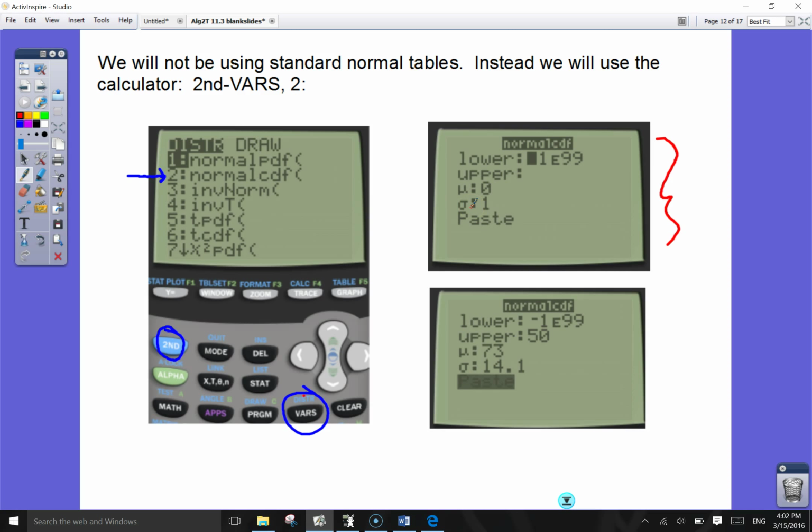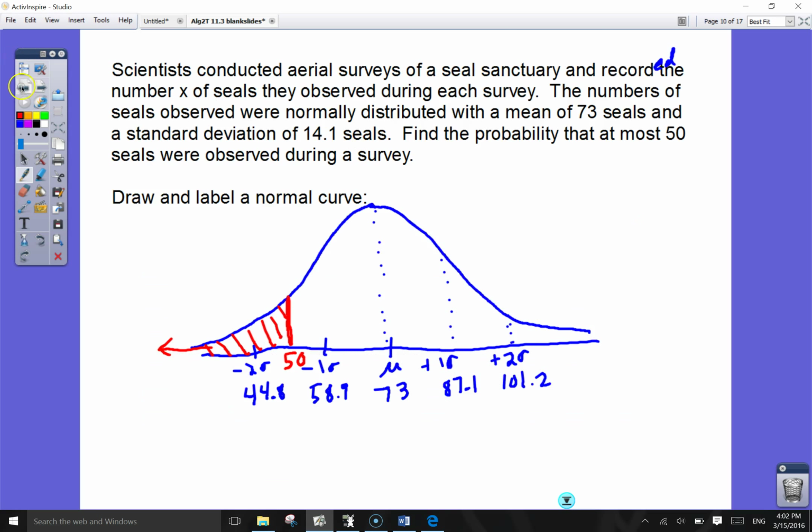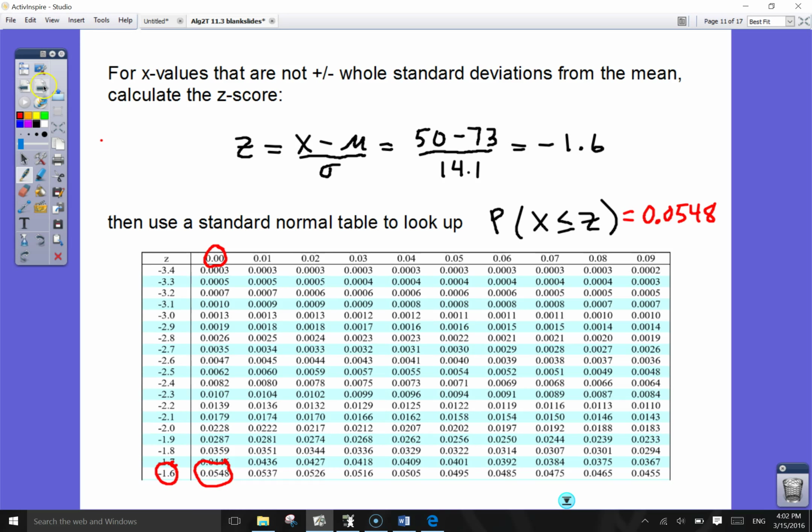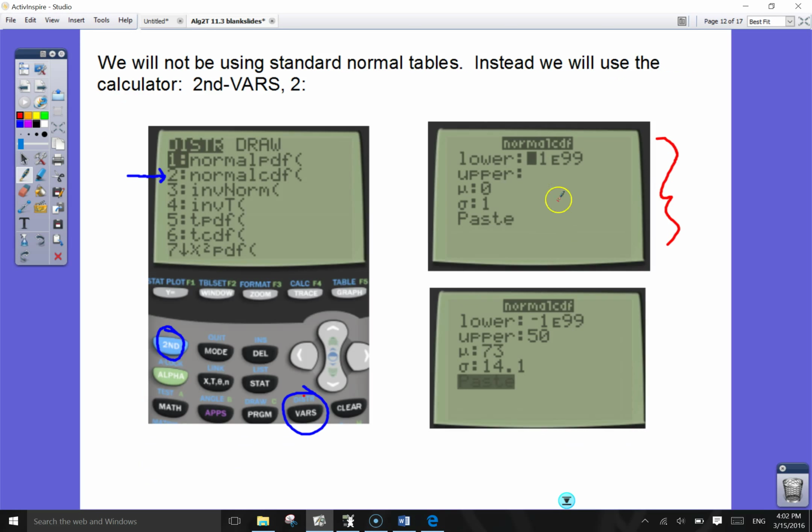Now, for our problem, again, if I go back, the left side of our interval here is undefined, right, because this goes on forever. But you have to have something in the normal CDF entry right here. So usually, if it goes on unlimited to the left, you put in a big negative number, something that's well beyond multiple standard deviations from the mean. Okay, you don't necessarily need to say -1 times 10 to the 99th. That'll certainly do the trick.